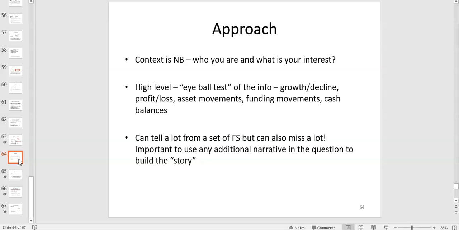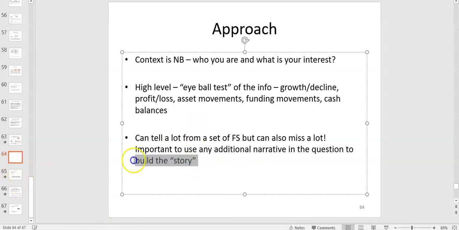The first thing you do before you jump into the ratios is look at the financial statements. Where's the profit gone? Is the company growing or declining? Where's the debt going? Where's the cash going? And that's exactly what we did with Alexis as well. You get an idea of the eyeball test, the high level movements, and then you go in and look at the ratios. But remember, part of the ratios is calculation.